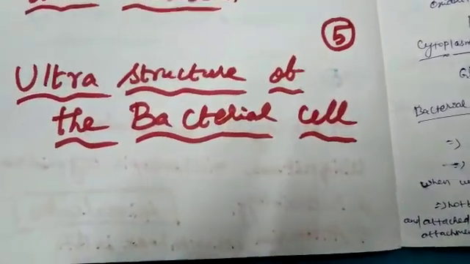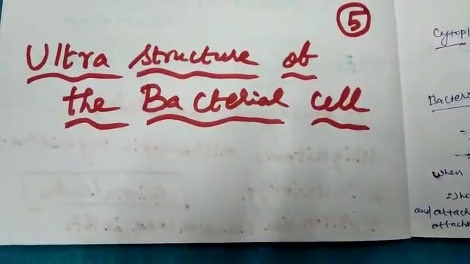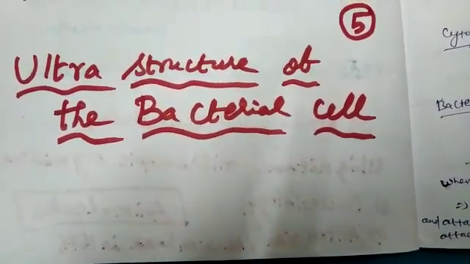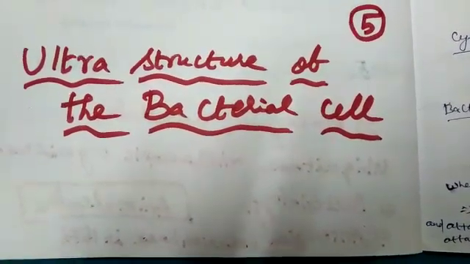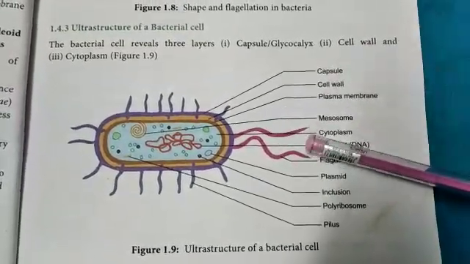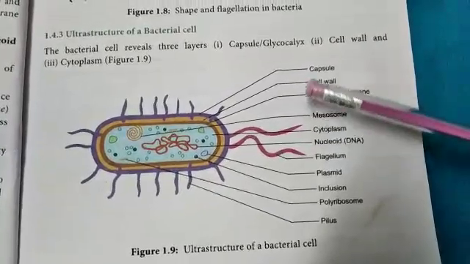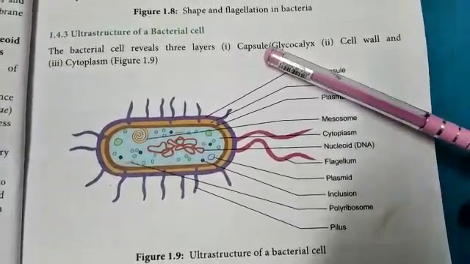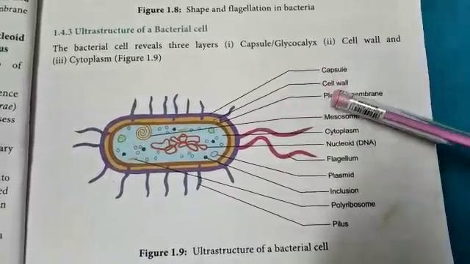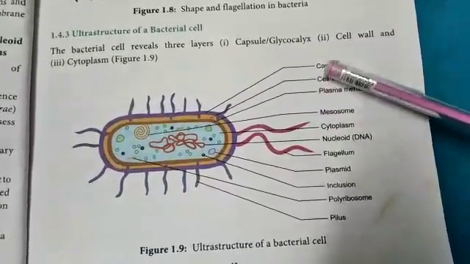And the next topic is the ultrastructure of a bacterial cell. We will learn this topic with the help of the diagram. Ultrastructure of a bacterial cell. The bacterial cell reveals three layers: the capsule or glycocalyx, the cell wall, and the cytoplasm. So we will learn them one by one.